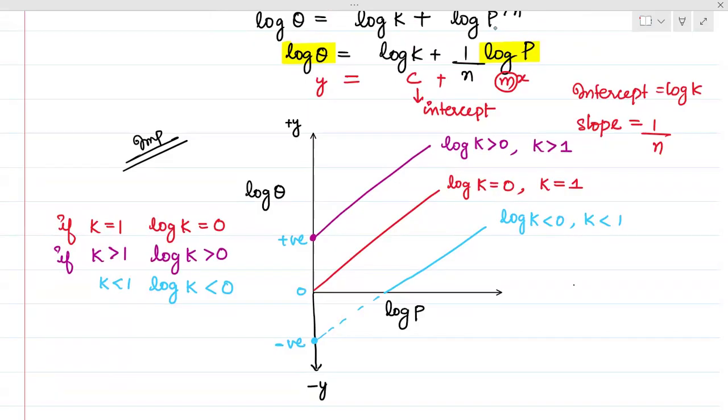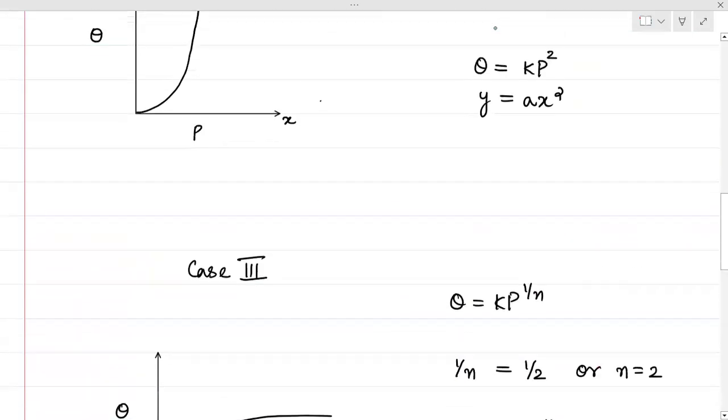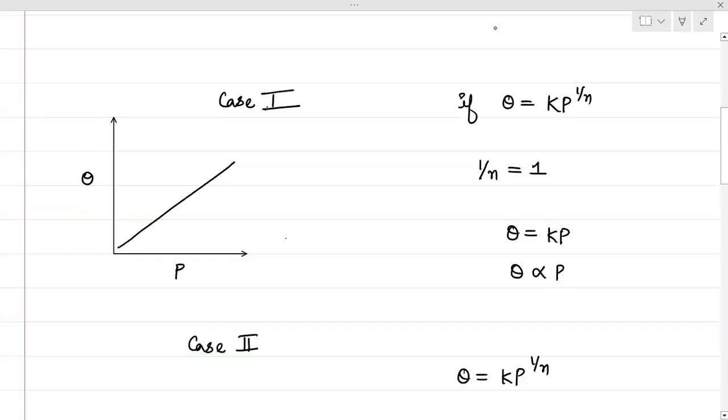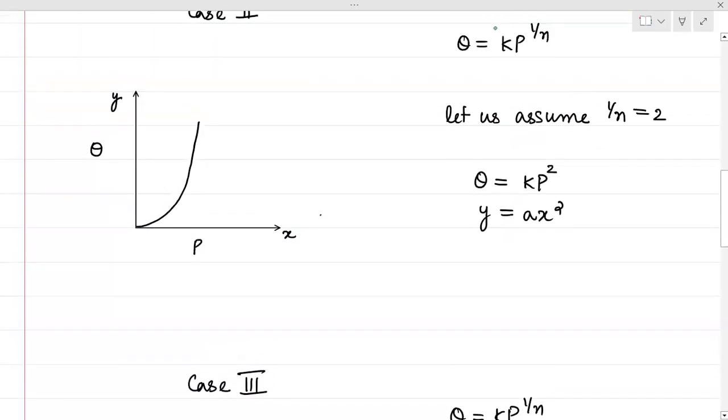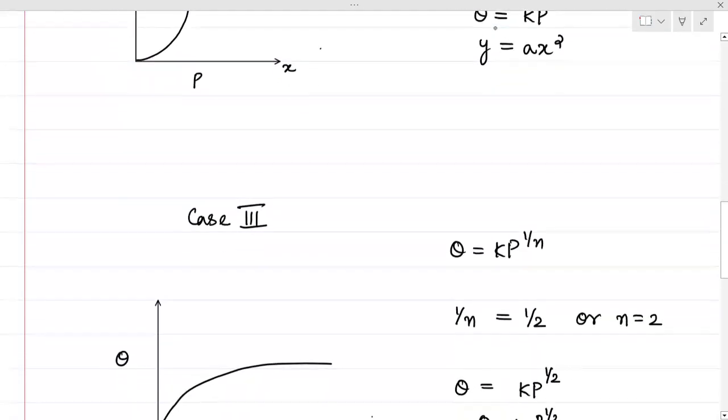Okay, whatever be the value of 1 by n, all of them are linear, but then the intercept can take different forms. In the earlier graphical representation, it was not like that. It depends on the value of n. If the value of 1 by n is equal to 1, then it will be linear. Otherwise, it will take parabolic shapes or any other shapes depending upon the value of 1 by n.